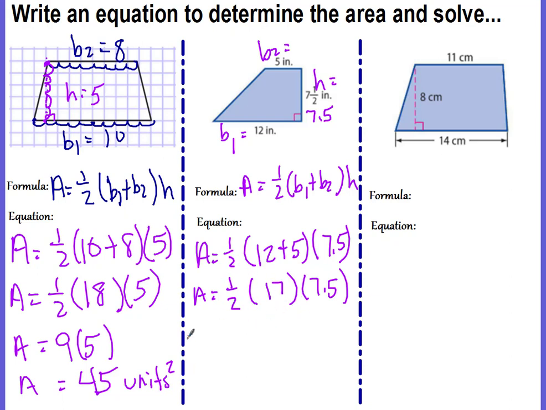I'm going to go ahead and take half of 17. I like multiplying smaller numbers. Half of 17 is 8.5. And then we need to multiply that by 7.5. And our area is going to be 63 and 75 hundredths. Don't forget your units, inches squared.